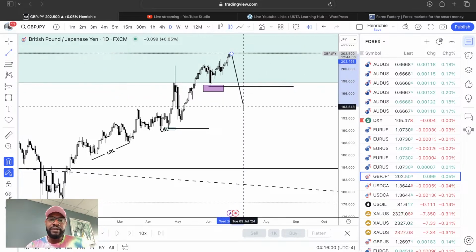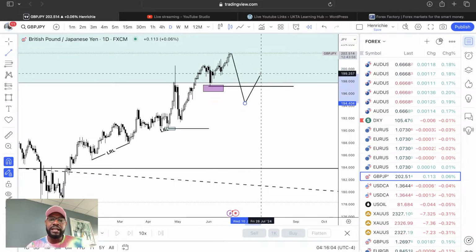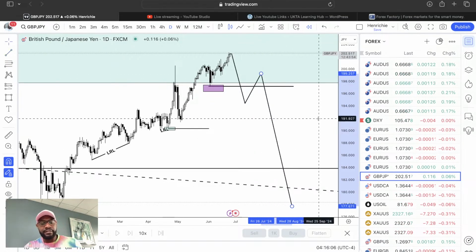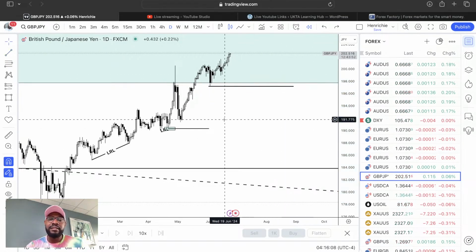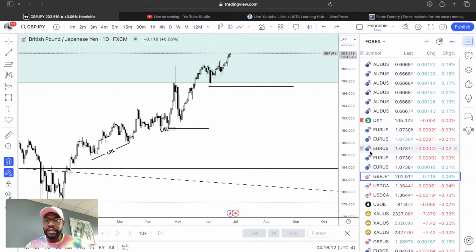And this is what I mean. If I do see a break of structure below this low, then I'll wait for a retest to continue selling it. But if I don't see that, it simply means I'm going to be on the sidelines for this one and just watch to see what the market will do.